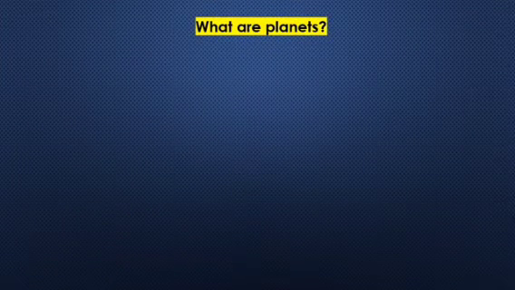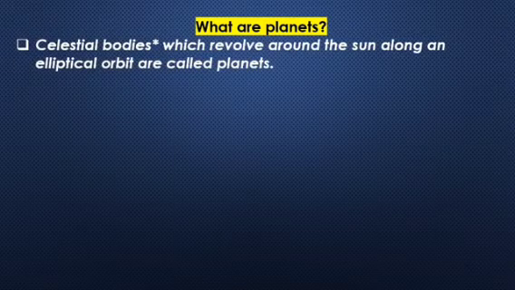Let us now understand about planets. What are planets? Celestial bodies which revolve around the sun along an elliptical orbit are called planets. I'll repeat. Celestial bodies which revolve around the sun along an elliptical orbit are called planets. What is the meaning of celestial bodies?